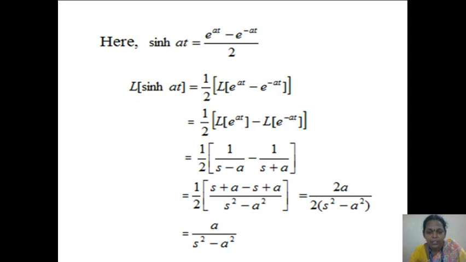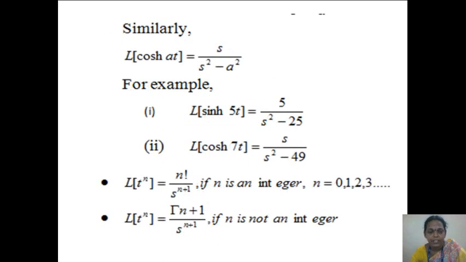In the denominator, the term is a minus b into a plus b, which is equal to a square minus b square, that is s square minus a square. Here a value is s and b value is a. And finally, s term and minus s term cancel, which is equal to a plus a, 2a. So 2a divided by 2 into s square minus a square. So 2 cancel, and then finally we get a divided by s square minus a square. Similarly, L of cosh at equals s divided by s square minus a square.